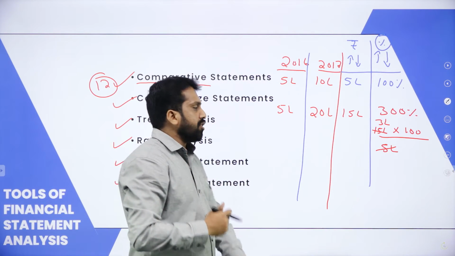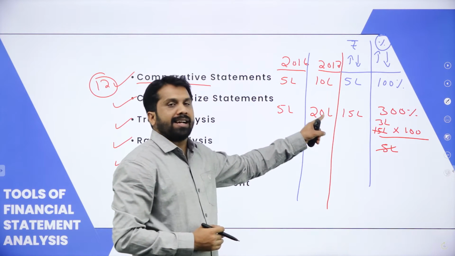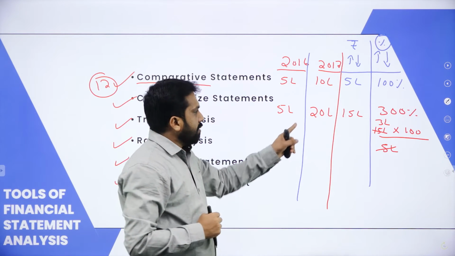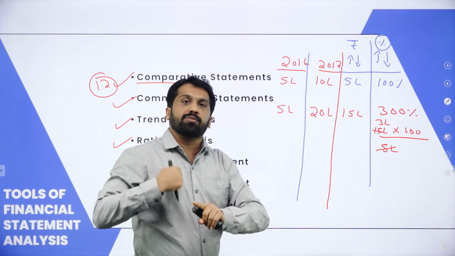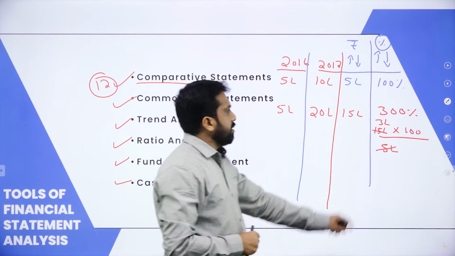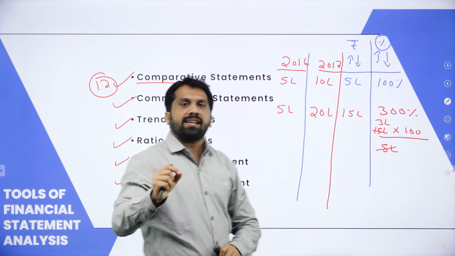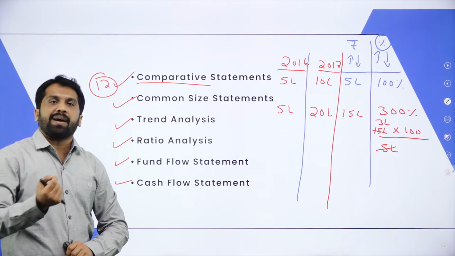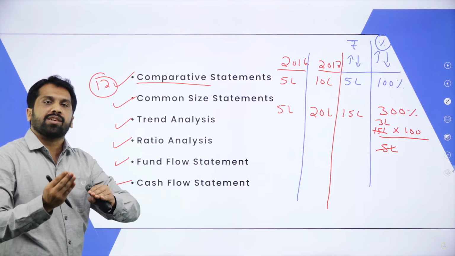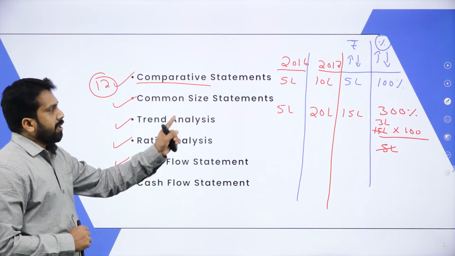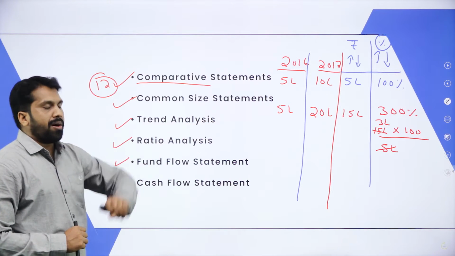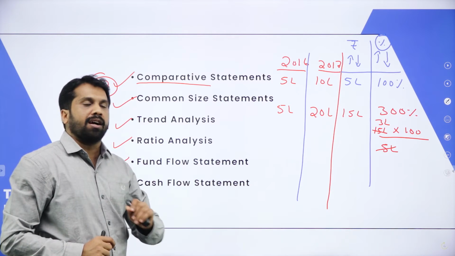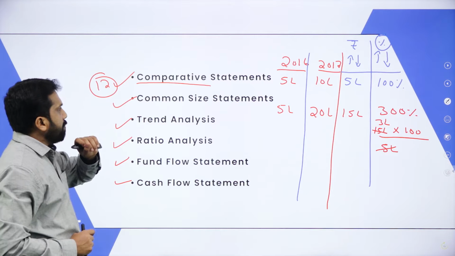300%. Last year it was 5 lakh. It has become 20 lakh. 3 times more. 5 lakh becomes 3 times higher. So, your answer is 300%. This is called comparative statement. Just comparing 2 years, whatever difference you get, on that difference you have to find out the percentage. Now, this is all about your comparative.